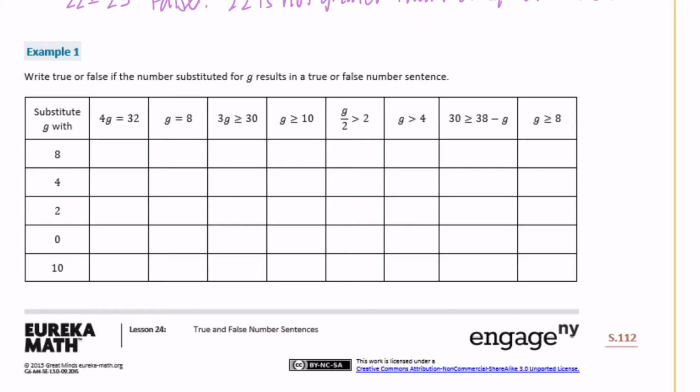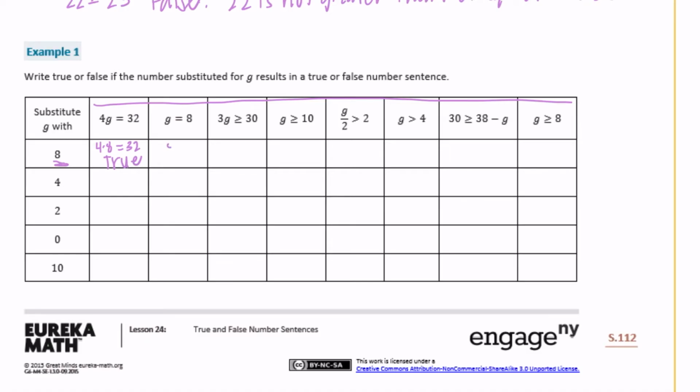Example 1. Write true or false if the number stated for G results in a true or false number sentence. Okay, so we're going to substitute in this big chart. Let's start with the first one. It says substitute G with 8. So we're going to substitute G with 8 for all of them. Let's start with 4G is equal to 32. So that would be 4 times 8. Is that equal to 32? That is true because 4 times 8 is 32.